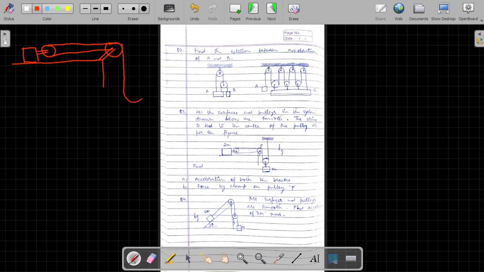Another string also passes over one more pulley which is movable, and that is finally connected to the ceiling. So this part is tied to the ceiling. This pulley and the string goes down all the way, comes up, and is finally connected to the center of this pulley in the middle. This mass is 2m, and the mass which is connected to the block is m.